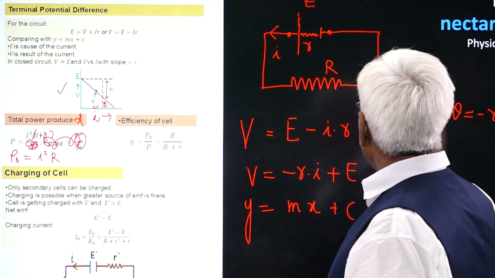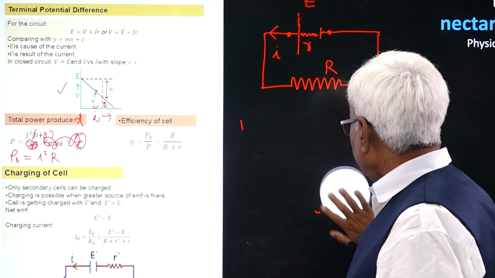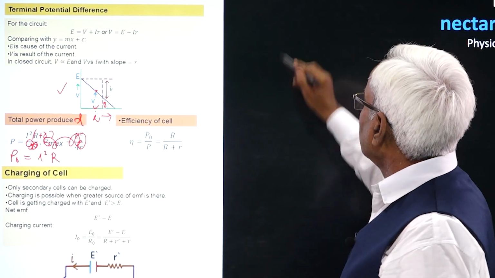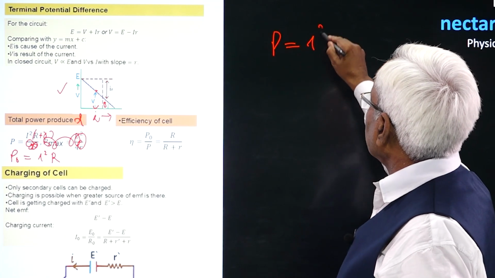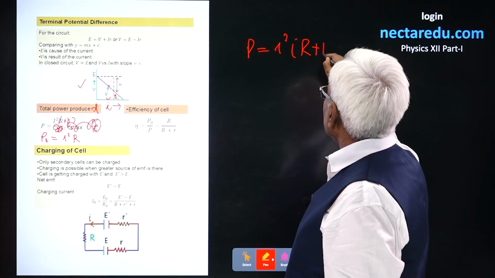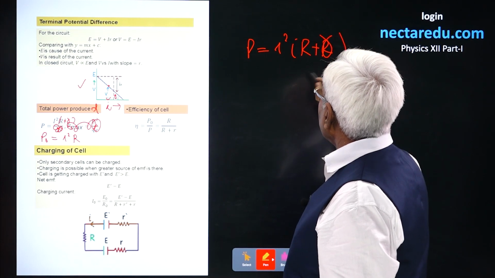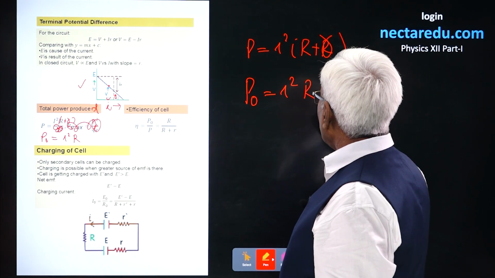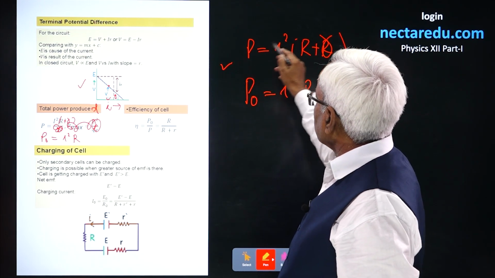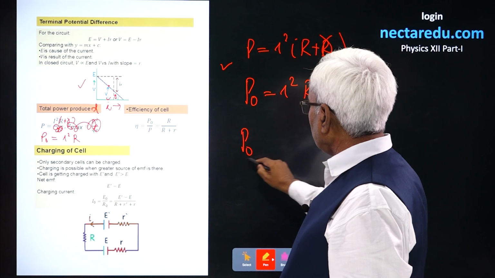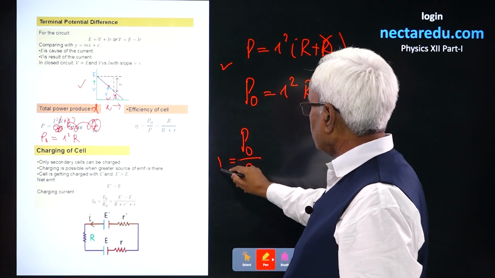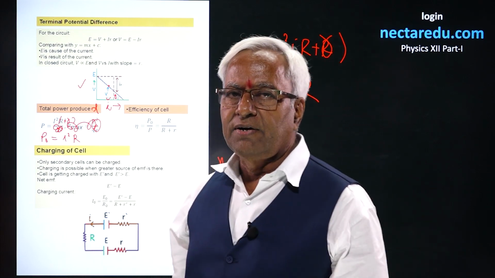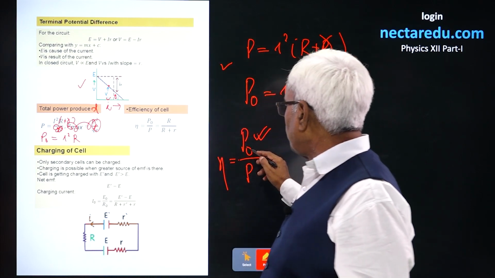You have already known that the power produced will be different and power output will be different. Total power output is across the external resistance only. This is I squared R. And the total power produced is this one. The ratio of the two is known as the efficiency of the cell, because this is the only useful power that is being provided from the cell. This will be the output power.